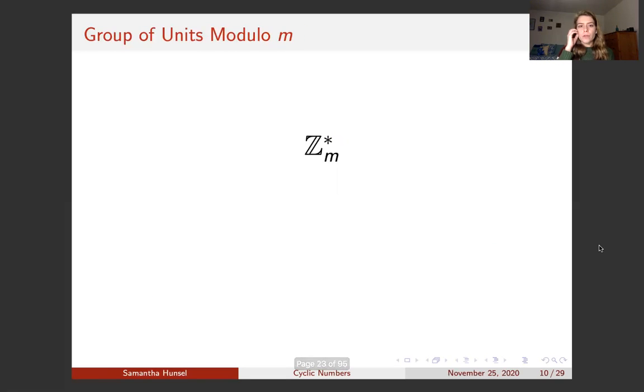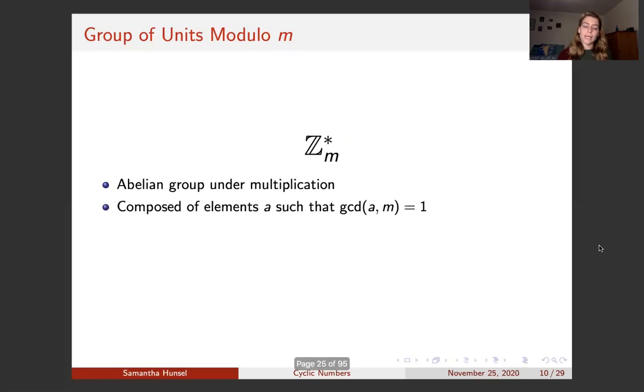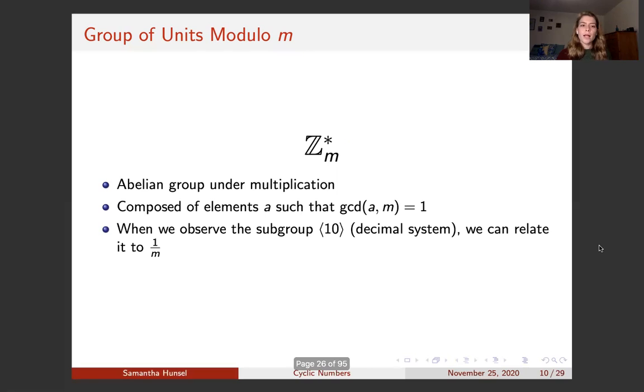And now we're going to move into the group of units modulo m and talk about them a little bit. As a refresher, it is an abelian group under multiplication. It is composed of elements a such that a and m are relatively prime and they have no factors in common with each other. What this is useful for is that when we observe a subgroup of Z_m star generated by 10, we can relate it to the fraction 1 over m. And this is because we're using a decimal system here.